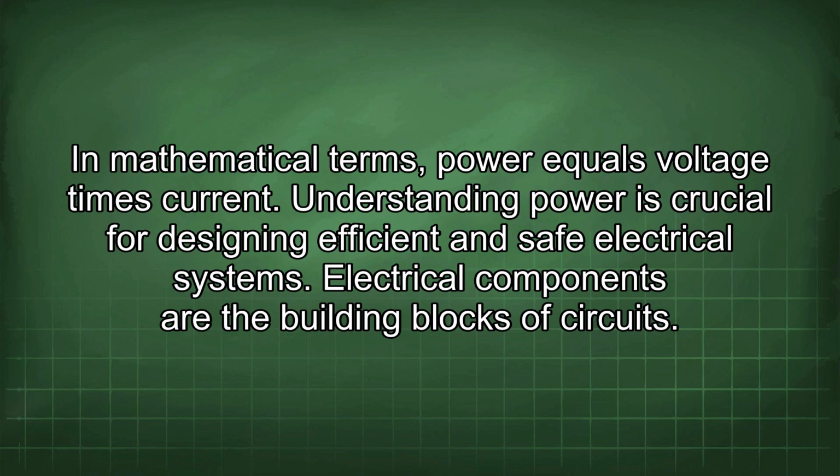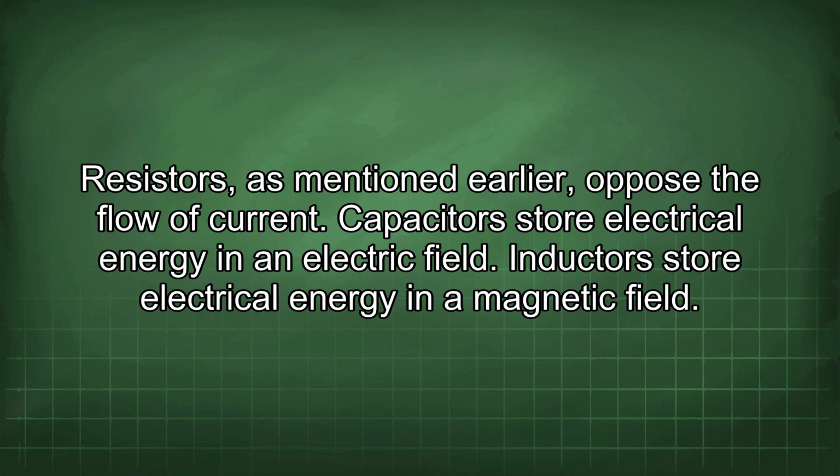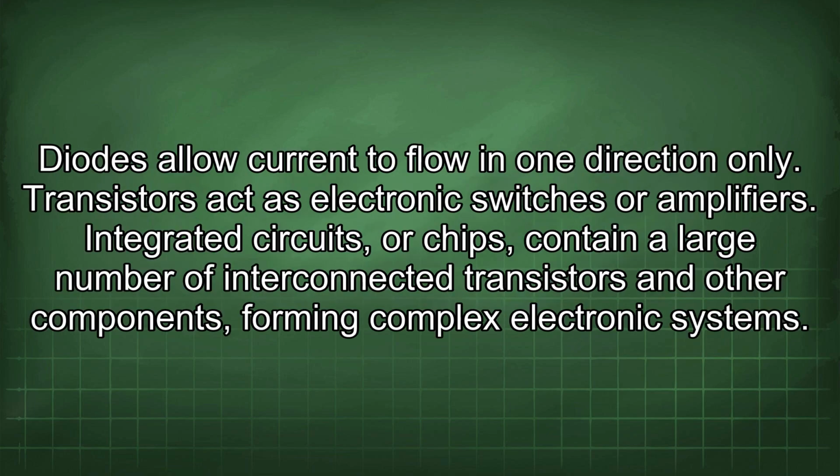Electrical components are the building blocks of circuits. Resistors, as mentioned earlier, oppose the flow of current. Capacitors store electrical energy in an electric field. Inductors store electrical energy in a magnetic field. Diodes allow current to flow in one direction only. Transistors act as electronic switches or amplifiers.